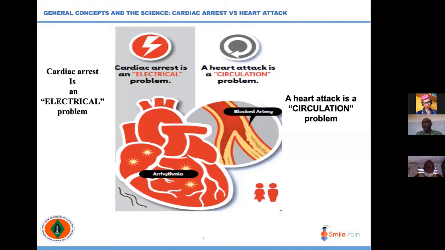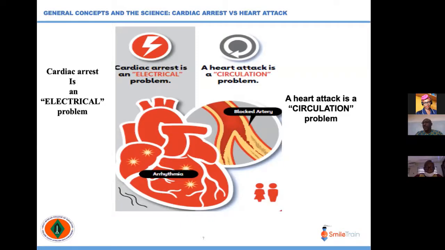Whereas a heart attack itself, like I said, is a circulation problem. So a blocked artery will prevent oxygen-rich blood from reaching a section of the heart. If a blocked artery is not reopened quickly, the part of the heart normally nourished by that artery begins to die.